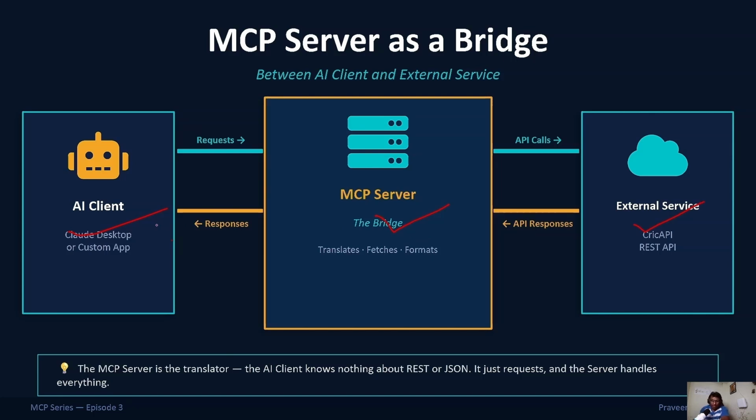That's the pattern. And this is why MCP is powerful. The AI client does not need to know anything about APIs or JSON. It just asks and the MCP server handles everything. Until now, we used hard-coded data. Today, we are using real data, live cricket scores, CricAPI.